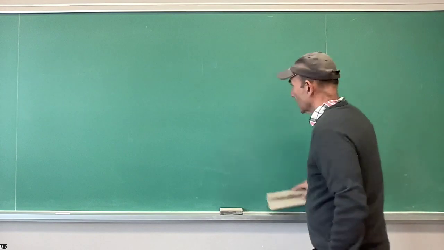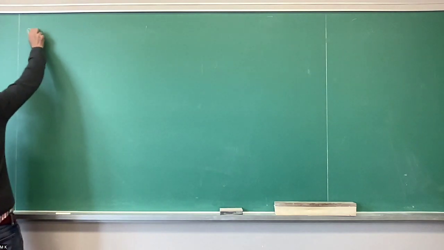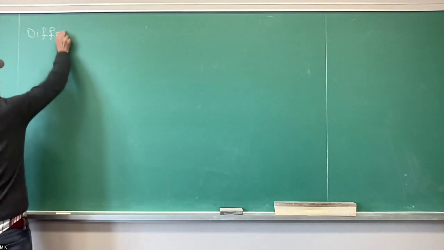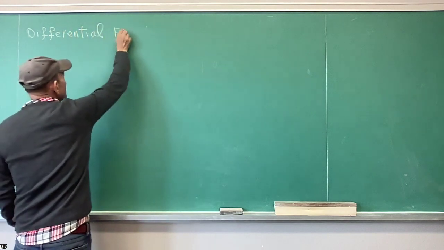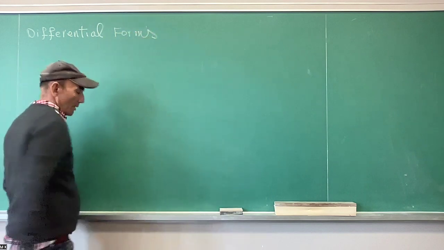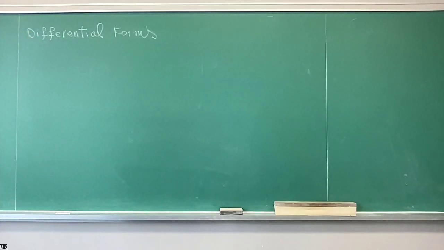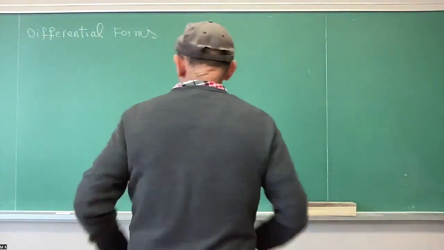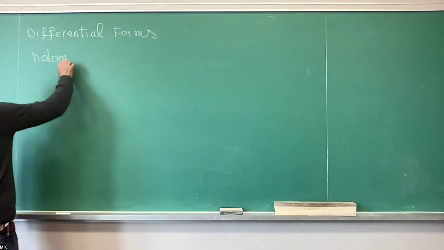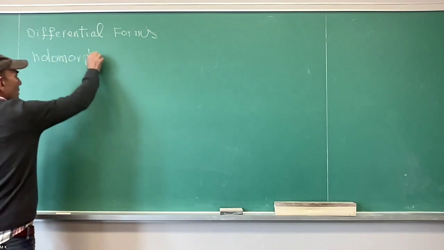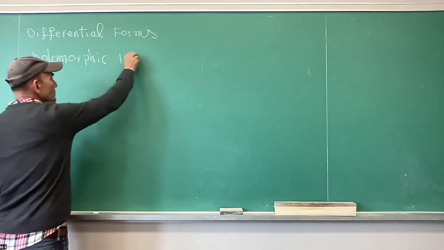So we are looking at differential forms on Riemann surfaces, like last lecture. You remember? Okay. So one of the classes of forms that we discussed was the holomorphic one forms, right? Holomorphic one forms.